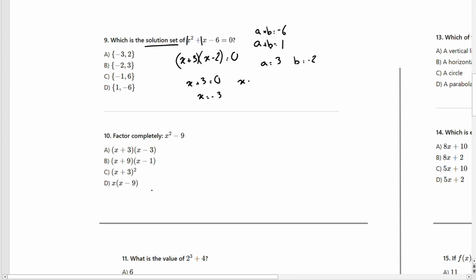Same with x minus 2 equals 0. So x would just be equal to 2. So this would be our solution set, negative 3 and 2. Alright, so I'm going to go ahead.